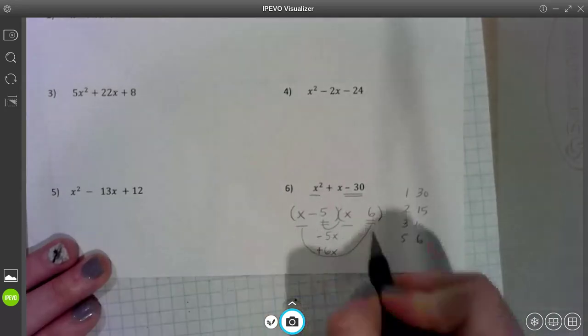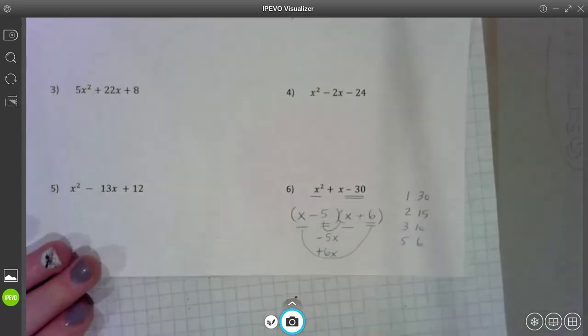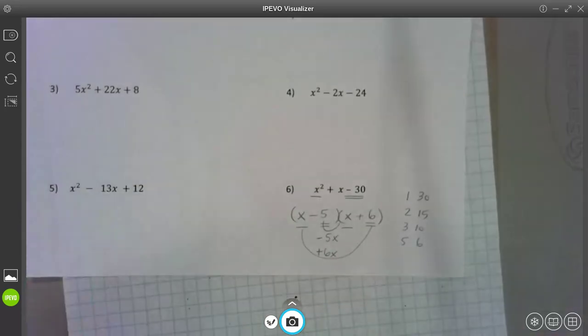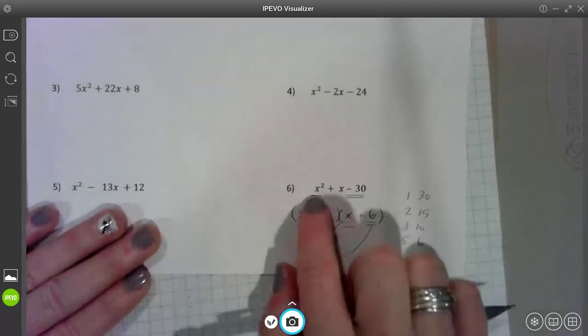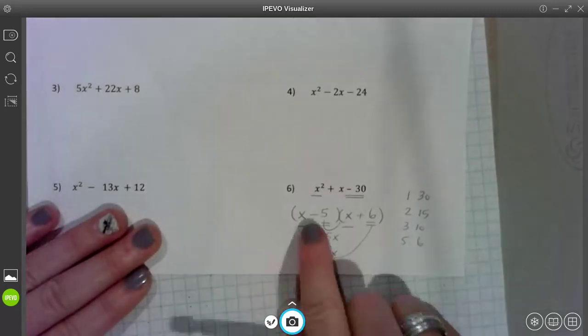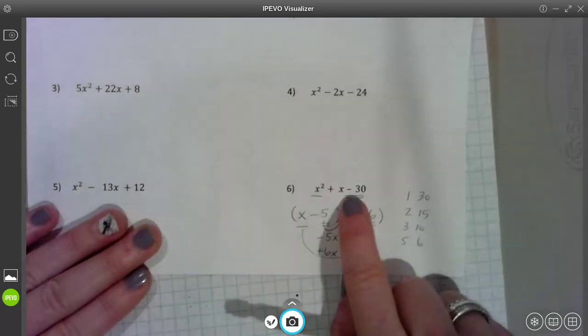If I need a positive 6x, I need a plus 6 there. And then let's double check to see if everything's doing its job. Did x times x get you an x squared? Yup. Did a negative 5 times a positive 6 get you a negative 30? Yup.